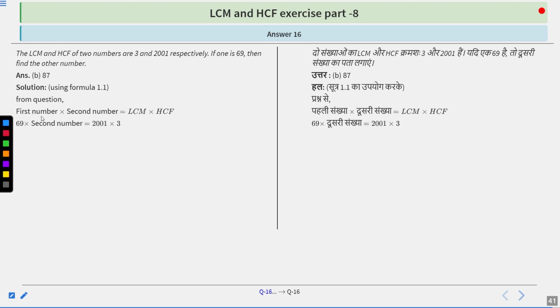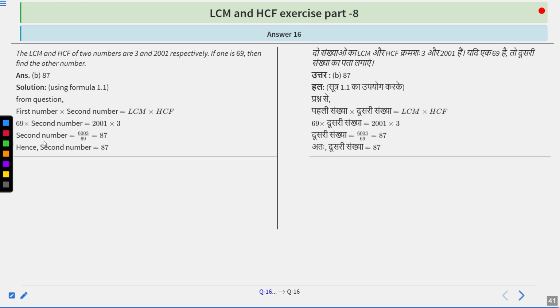Now, according to formula 1.1, the product of numbers, that is first number into second number, should be equal to LCM into HCF. First number was 69 and we have to find the second number. LCM was given in the question, that is 2001. So 2001 into HCF, which was 3. Second number is 2001 into 3, that is 6003, upon 69. So 87 is the answer. That means the second number was 87. Option number B is correct.